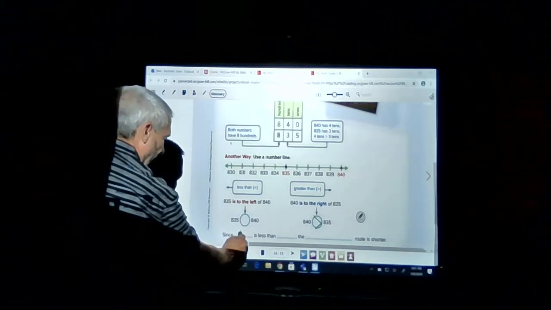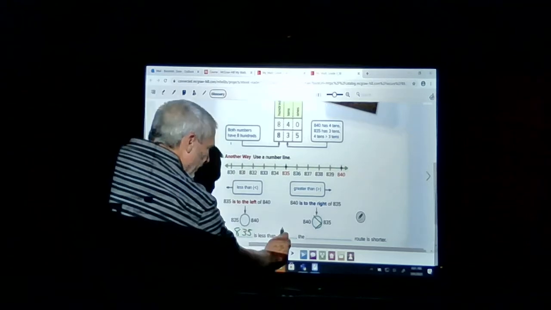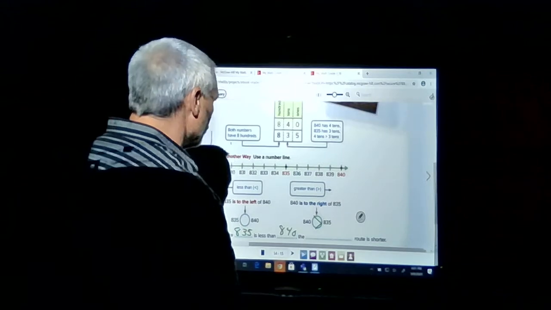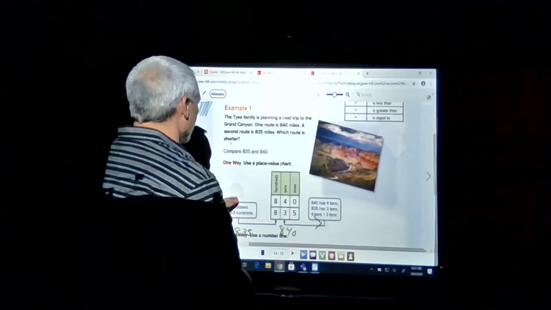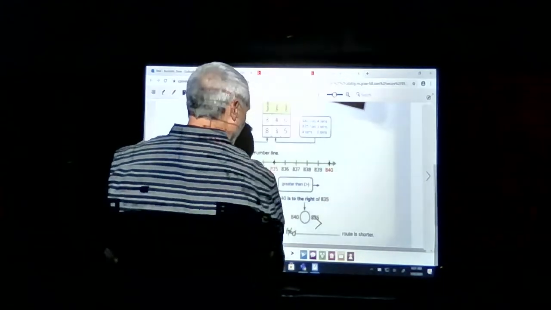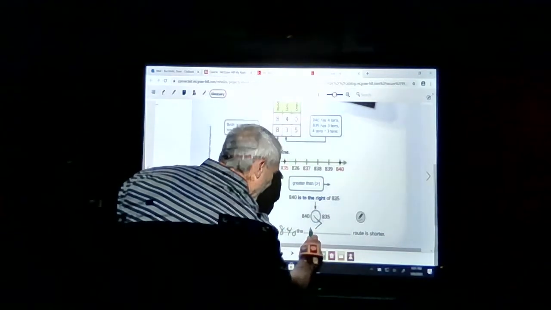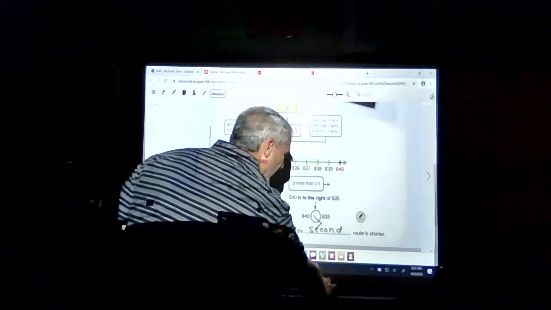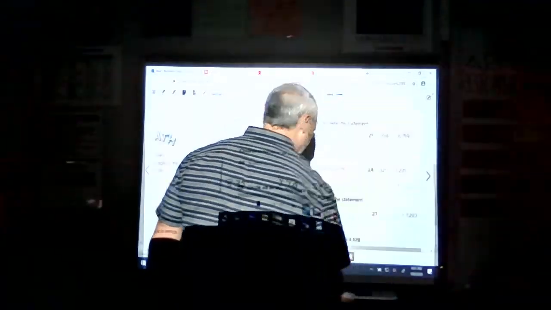Since 835 is less than 840, which route is shorter? I'll slide this down. The second route. So we would write the second route would be the one which is shorter, and maybe it'll save a little bit of time driving that way. We'll go to the next slide.